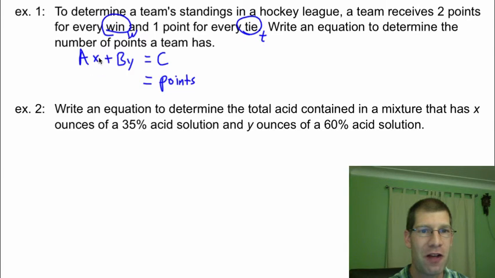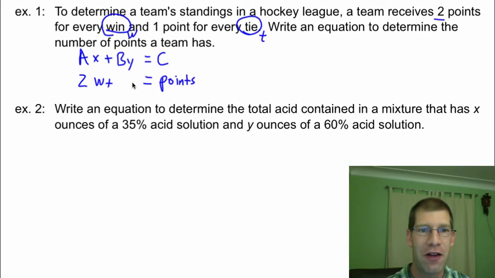So then you have to figure out, okay, if this is going to be W, what number is paired up with W? Well, for every win they get 2 points, so it's a 2W. So if you have 1 win, you get 2 points. If you have 4 wins, you have 8 points. 2 times 4 is 8.